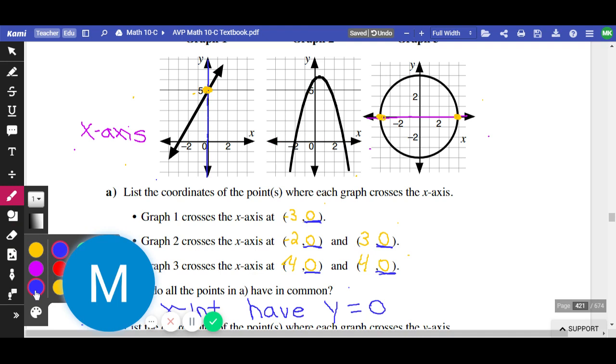Y-intercepts have to cross the y-axis. The y-axis is the vertical axis, the up or down. Looking at that, we can figure out that the y-axis is crossed right there. That's at 1, 2, 3, 4, 5, 6. The x value is 0 because I never moved left or right. I just went straight up to 6. So it's at (0, 6).